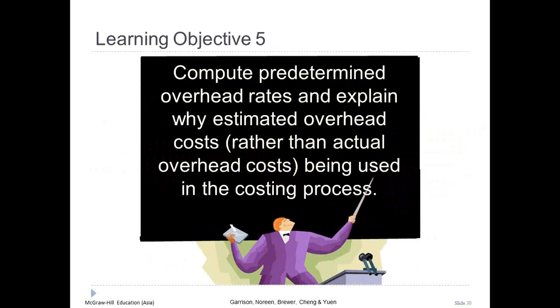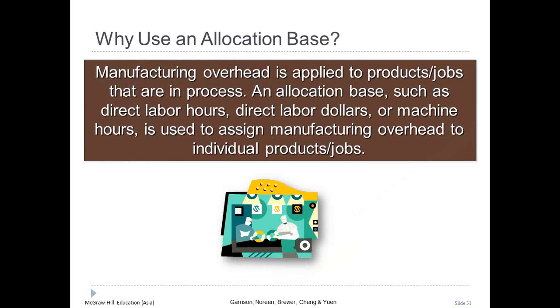It's learning objective number 5. Computing predetermined overhead rates, and we'll explain why estimated overhead rates rather than actual overhead rates are being used in the costing process. Why use an allocation base? Manufacturing overhead is applied to all products and jobs that are in a process. We apply overhead using a base we believe causes overhead costs to be incurred.